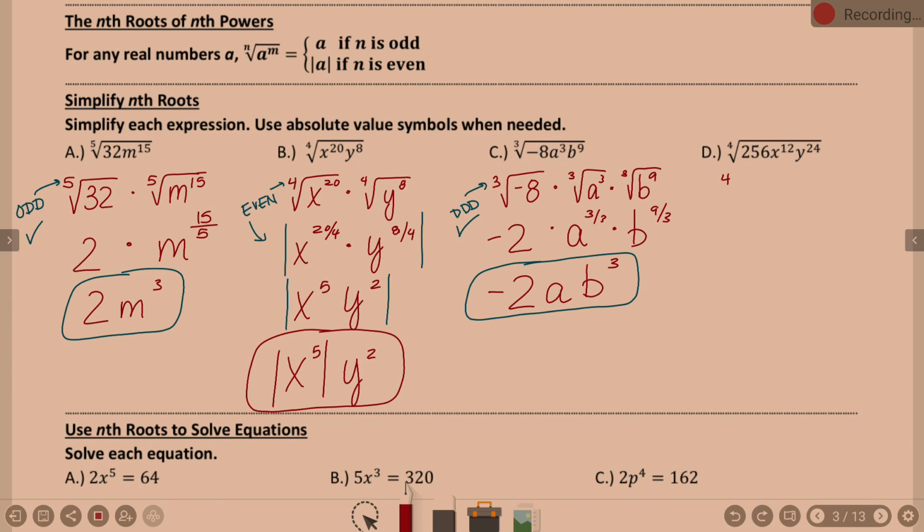Fourth root of 256, x to the 12th, y to the 24th. So I just rewrote this. Fourth root of 256 times the fourth root of x to the 12th times the fourth root of y to the 24th. Well, you can do some guess and check and figure out the fourth root of 256. Or you can use your calculator to figure out the fourth root of 256. What you got? 4. Okay? The fourth root of x to the 12th is x to the what over what?